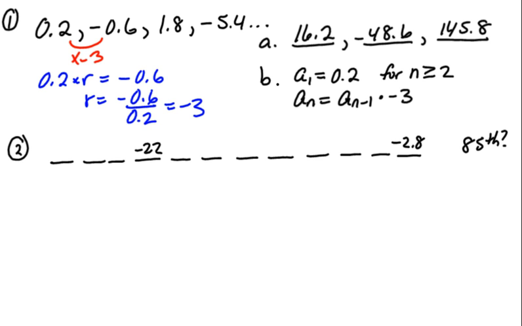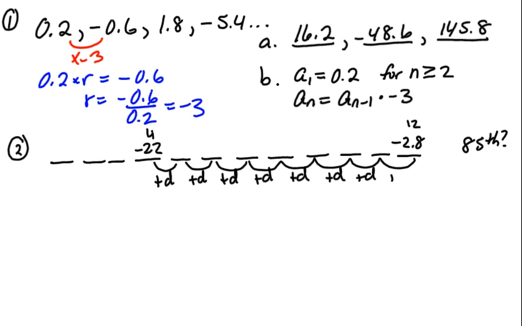It says it's arithmetic, which means you're adding each time. So I'm thinking here, how many times do I add something to get from term number 4 to term number 12? So what I'm adding is that number we call d, the common difference. So I'm literally going to just write it down. 1, 2, 3, 4, 5, 6, 7, 8. So I can say that -22 plus 8d is equal to -2.8. And if I solve that for d, add 22, divide by 8, I get that d is 2.4.